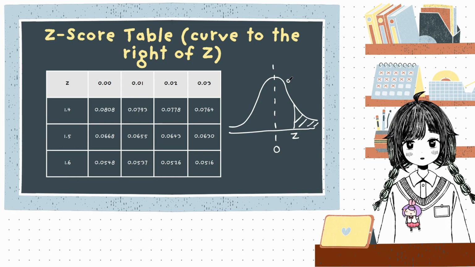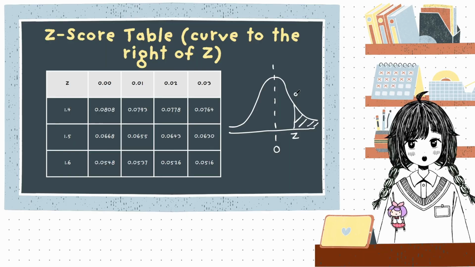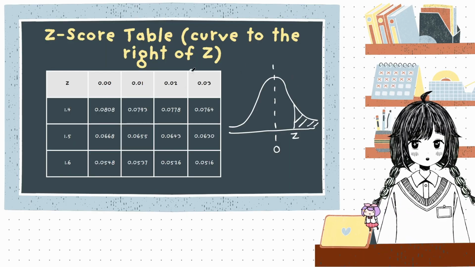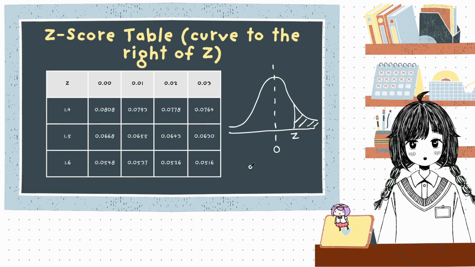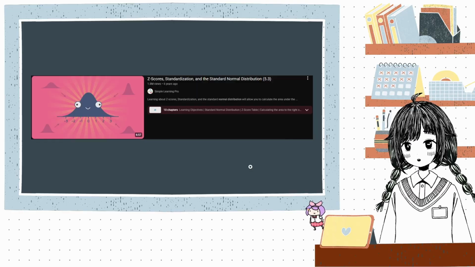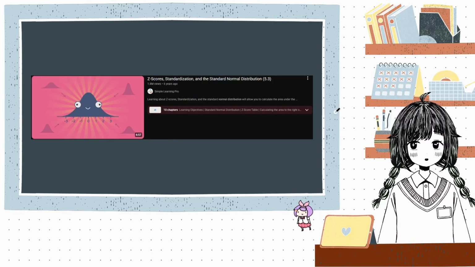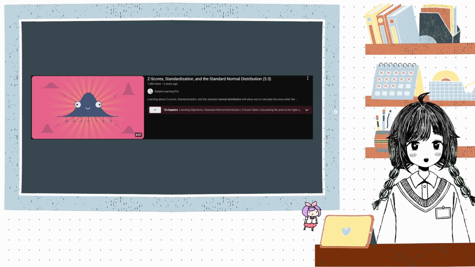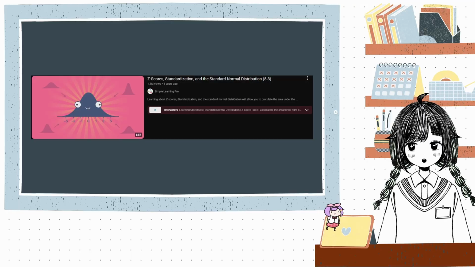So in conclusion, the Z transformation standardizes any normal distribution into the standard normal distribution, like we said before, with mean equal to 0 and variance equal to 1. This makes calculation much easier and allows us to use a single reference table, which is this one, for all normal distribution problems. To understand this better, I highly suggest you go watch this video, as they make standard normal distribution very easy to understand. I'll give the link to it in the description as well.